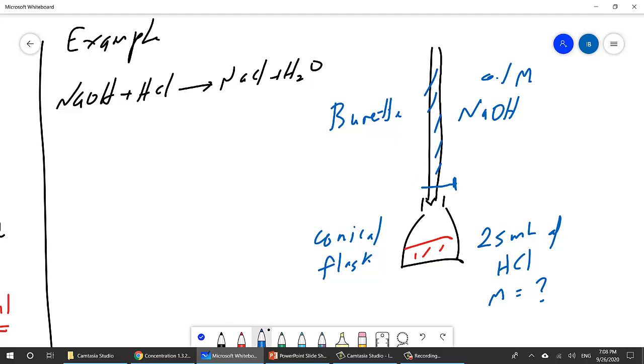In the burette, we can put the substance with the known concentration. In this case, we take an example of 0.1 molar NaOH. So that's a solution that we know the concentration, we are sure about it. And the general name for that is called the titrant.